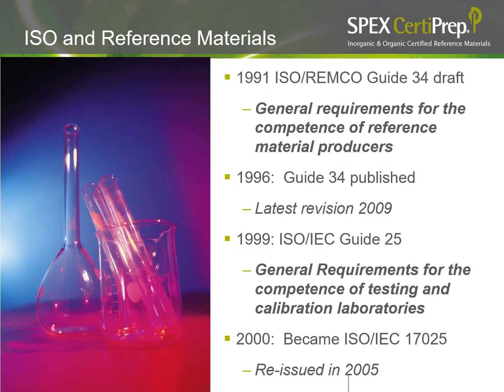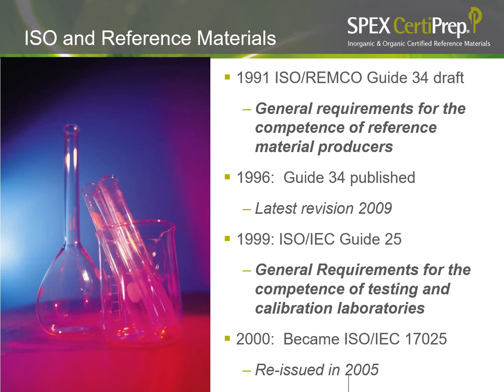Now, ISO and reference materials. In 1991, the ISO Guide 34 draft was more on the general requirements for the competence of reference material producers. In 1996, Guide 34 was published, and the latest revision was done in 2009. In 1999, ISO Guide 25 was for the general requirements for the competence of testing and calibration laboratories. In 2000, it became ISO 17025, which was reissued in 2005.